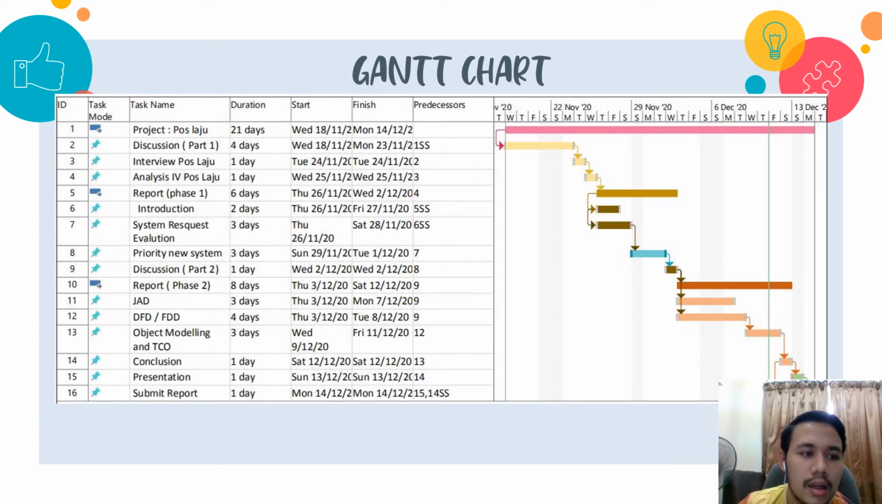As you know, the purpose of the Gantt chart is the amount of work done or production completed in a certain period of time in relation to the amount planned for those periods. Actually, we need 21 days to complete the project, and on the first day we discuss the project. Actually, we have two discussions, part 1 and part 2.